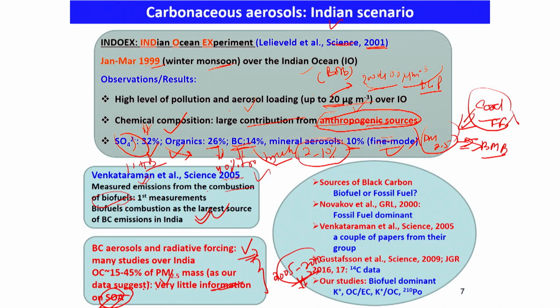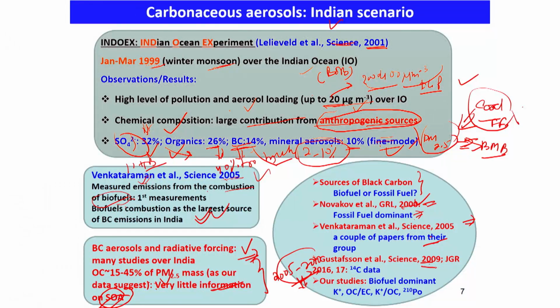Okay. So, as I said, this was a long debated thing. This paper came in 2000, before this Indo-X experiment, Indian Ocean experiment. They produced this one. The Novakov paper was there in GRL, Geophysical Research Letters, which actually said that India is producing lots of aerosols dominated by fossil fuel. And then we started working, and the Venkatraman paper follow up came in 2005, which suggested otherwise, and then a couple of papers came from this one.